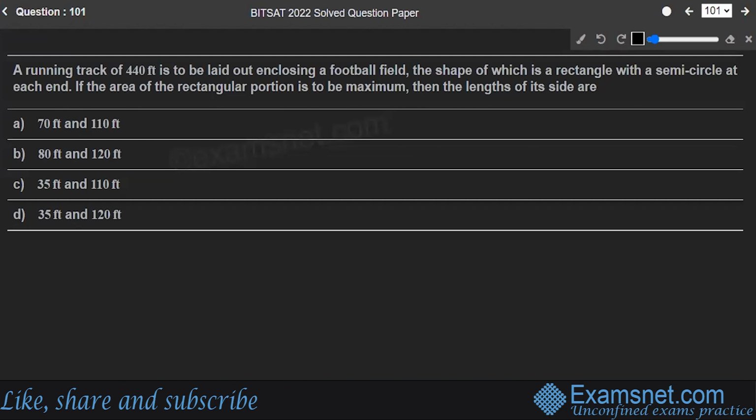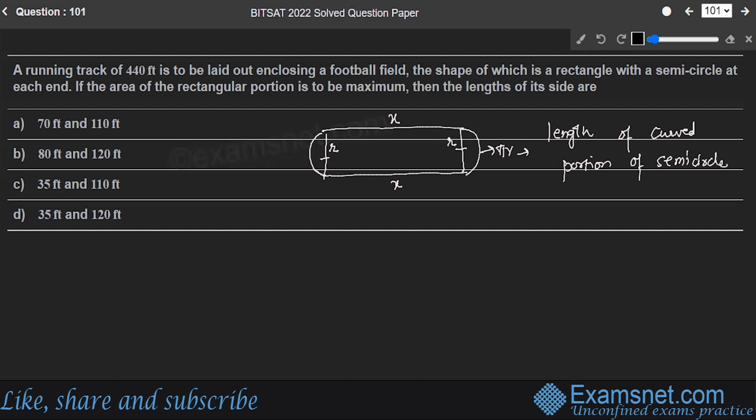Question number 101. A running track of 440 feet is to be laid out enclosing a football field, the shape of which is a rectangle with a semicircle at each end. So this looks something like this. This is your rectangular field, with semicircles at the two ends. Here is x, and this is also x. If I take the radius of the semicircular ends to be r on either side, then this will be equal to pi r. Pi r is the length of the curved portion of the semicircle.